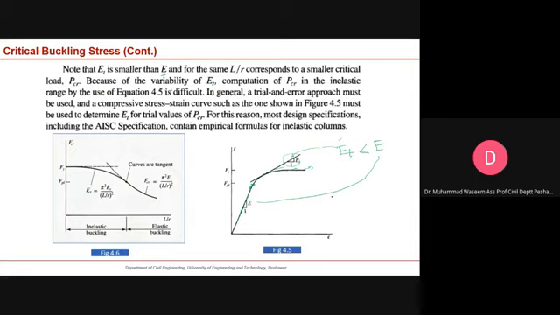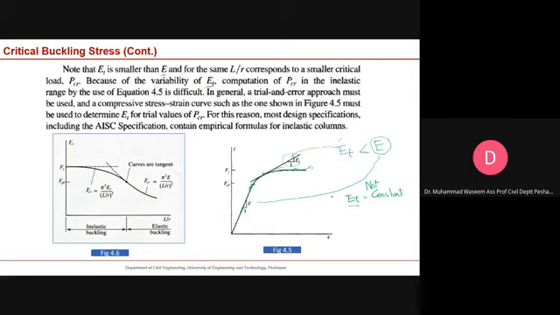Now the computation is complicated because of the variability. One other point is that this tangent modulus keeps on changing at different points in the inelastic range. Let me write it here: tangent modulus is not constant, while E is constant, and the tangent modulus keeps on changing. So it is very difficult to estimate the critical stresses in the inelastic range.